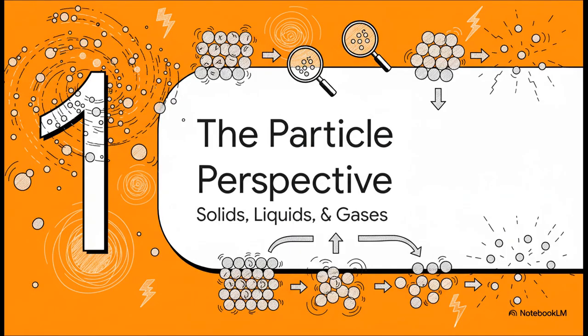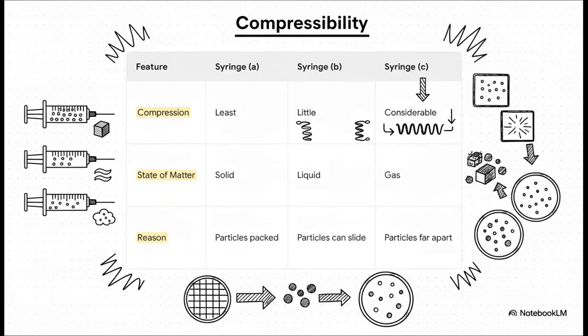So how do we solve that syringe puzzle? Well, the trick is to think small, like really small. We've got to zoom all the way down to the particle level. Everything, and I mean everything, comes down to how these tiny invisible particles are behaving. And here's the answer. The magic word here is compressibility.